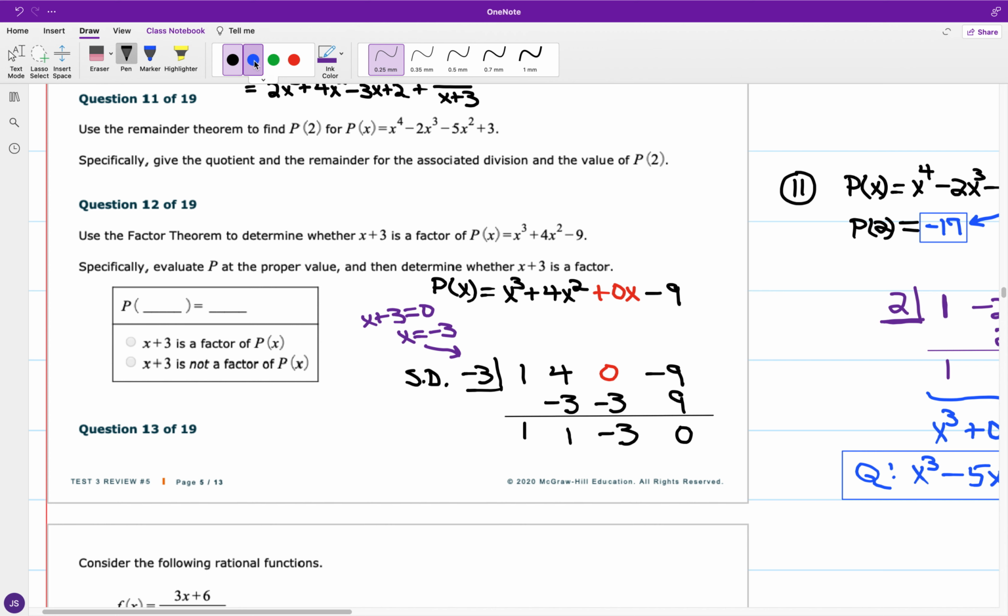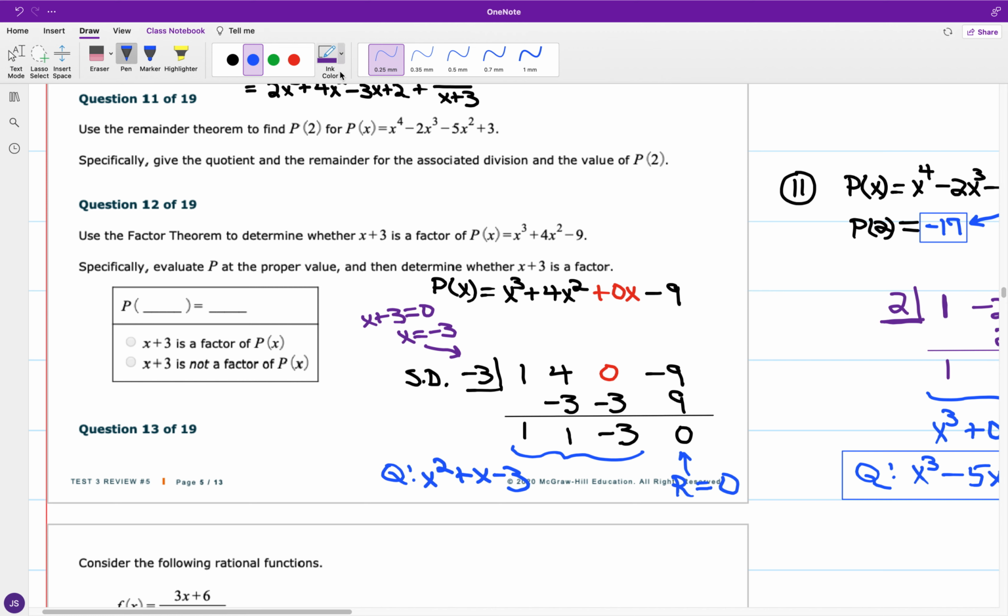Okay, and so in this case, we had that the remainder is equal to 0. And for the quotient, I'm just going to mention, we're going from x cubed to x squared. So the quotient we have is x squared plus x minus 3. Again, the remainder is 0.